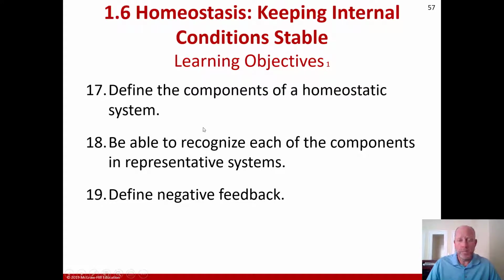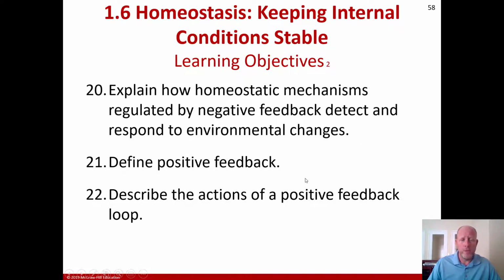In talking about homeostasis and keeping internal conditions stable, our primary objectives are going to be to define the components of a homeostatic system, be able to recognize each component in representative systems, and define negative feedback. Furthermore, to explain how homeostatic mechanisms are regulated by negative feedback to detect and respond to environmental changes, define positive feedback, how it differs from negative feedback, and describe the actions of a positive feedback loop.